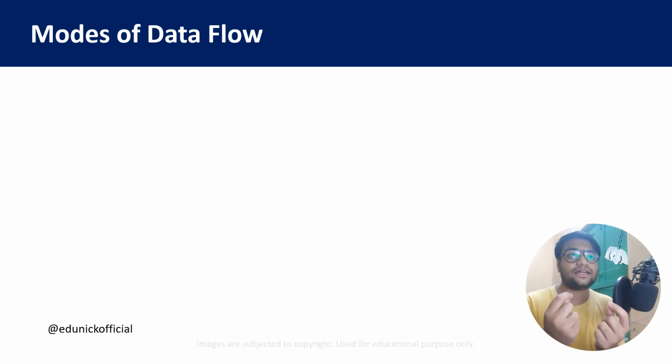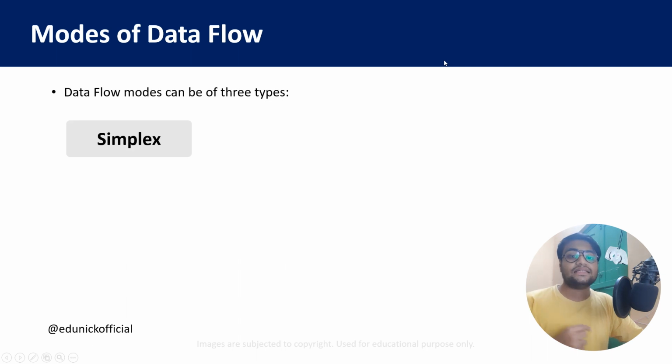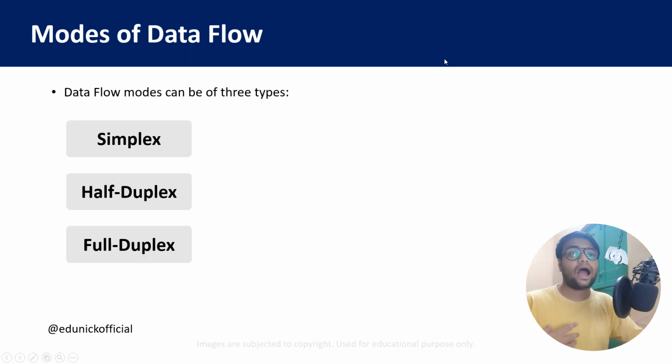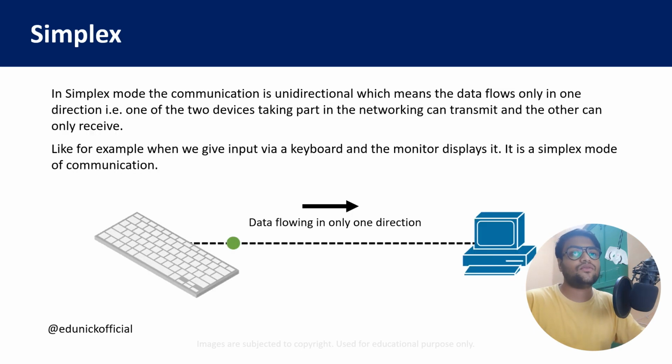This mode of data flow can be of three types. The first one is simplex, the second one is half duplex, and the third one is full duplex. How data is transferred from one node to the other is basically the mode of data flow, and it can be simplex, half duplex or full duplex. These are the three modes of data flow. Now the first one, that is simplex.